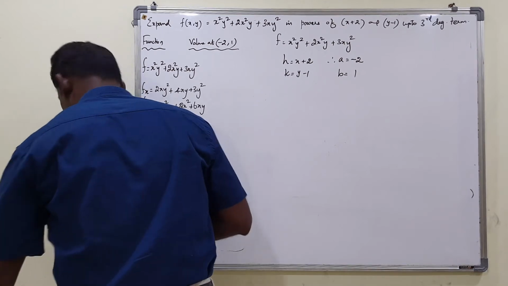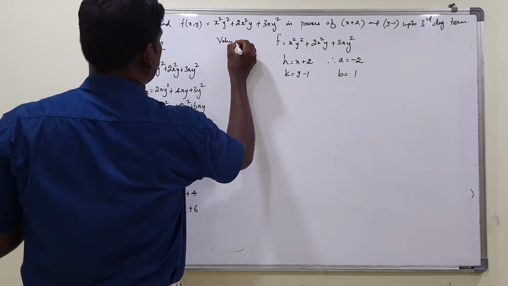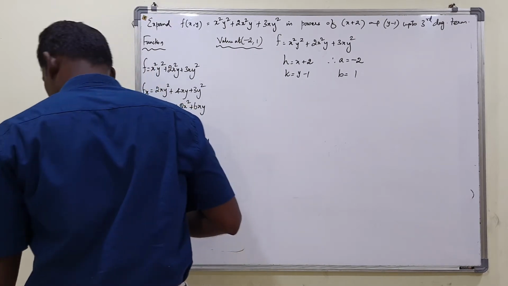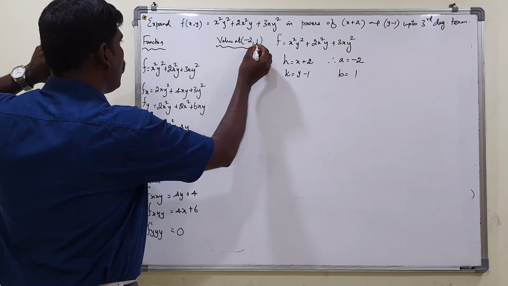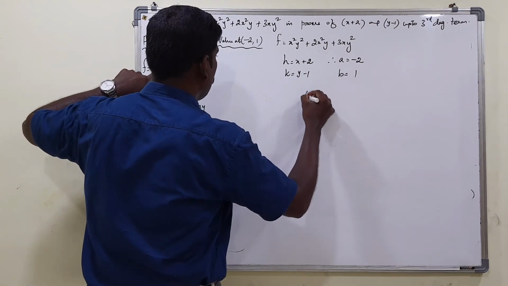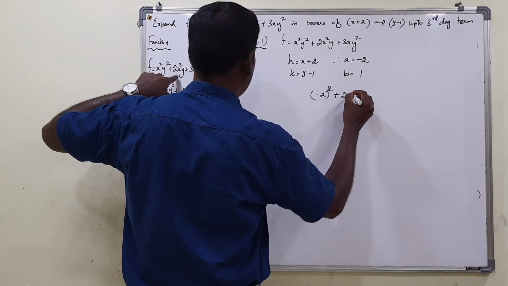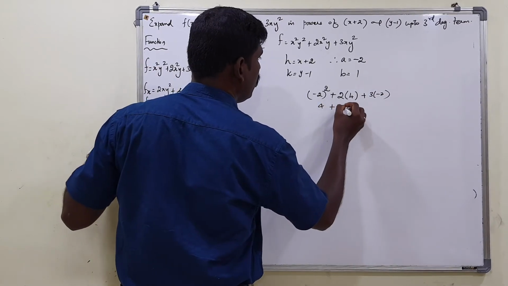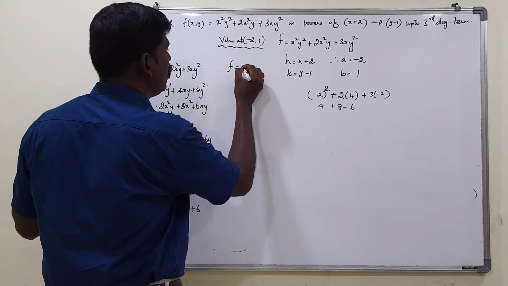So value at minus 2 comma 1. Isn't it? So x is minus 2 and y is 1, isn't it? Substitute here: minus 2 the whole square. y becomes 1, don't worry about it. So plus 2 into 4 plus 3 into minus 2, isn't it? So 4 plus 8 minus 6, 12 minus 6, 6. So value of f at minus 2 comma 1 is 6.